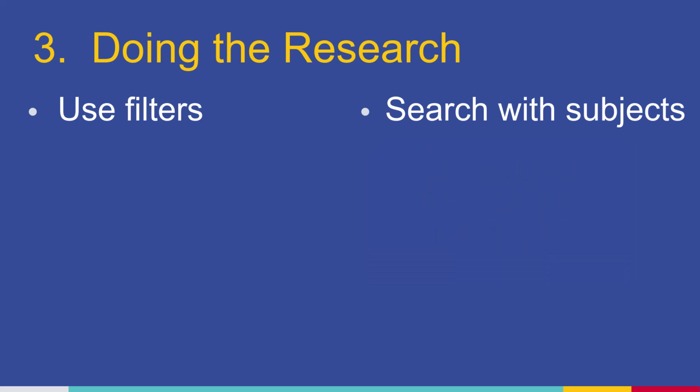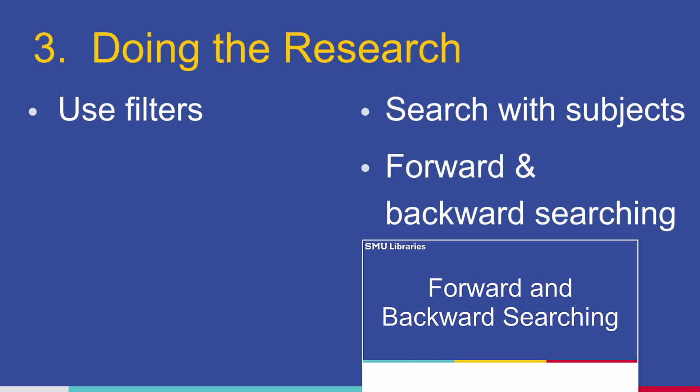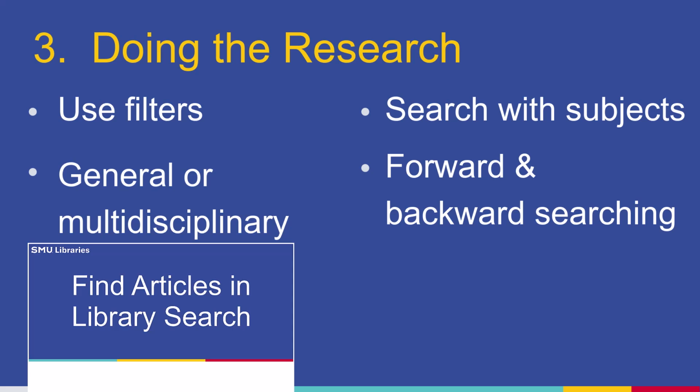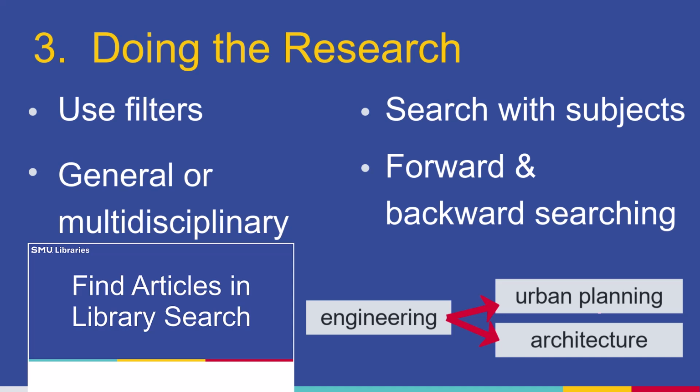A few databases allow for forward and backward searching, also known as citation tracing, which is essential to see how later researchers might have built on a significant or highly relevant article. Searching in general search tools like Library Search or Google Scholar might turn up results that are interdisciplinary or not covered well in your subject database.